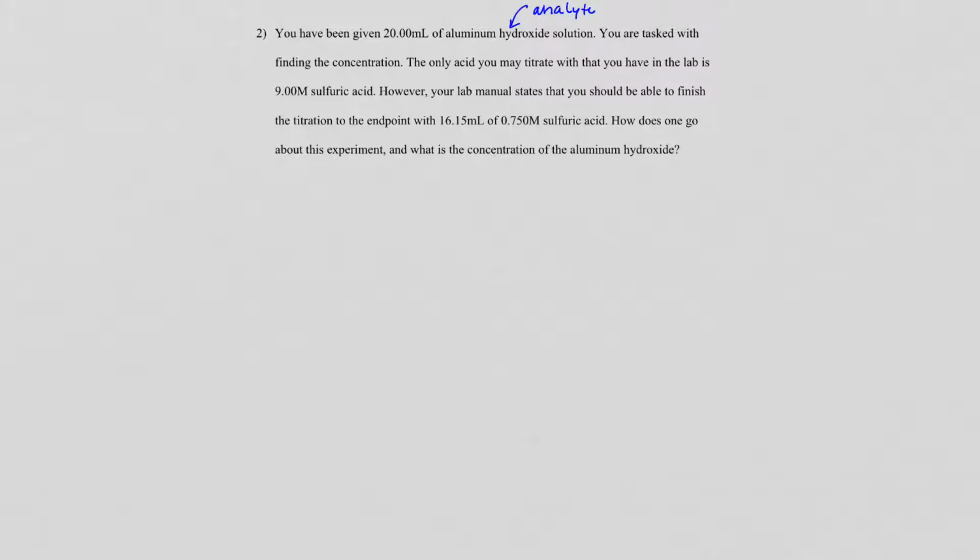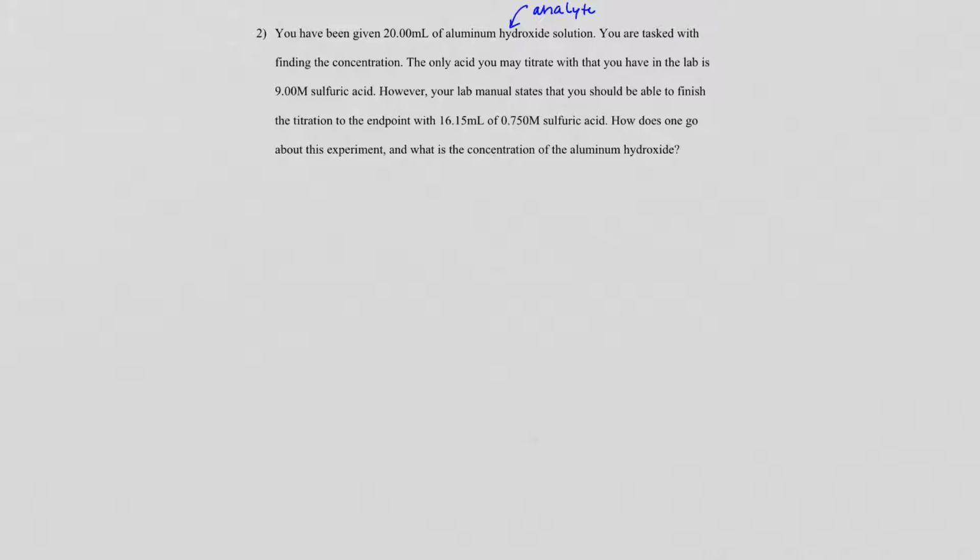So lower concentrations mean you may use more liquid, you may use more physical volume, but you have way more accuracy. The amount of moles of H plus ions in a drop of 9 molar sulfuric acid that comes out of your burette is way more than the moles of H plus ions in 0.750 molar sulfuric acid that comes out of your burette. So lower concentration actually yields a much higher accuracy, or at least a higher potential for accuracy.